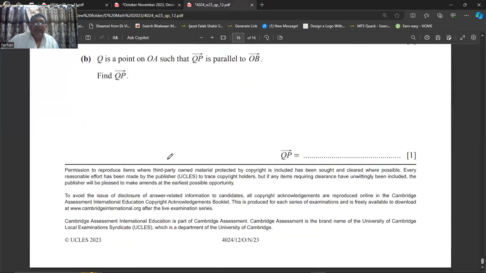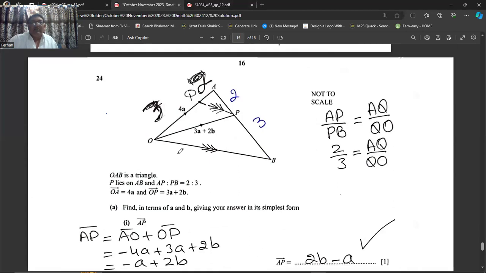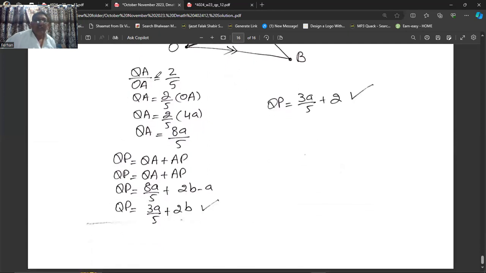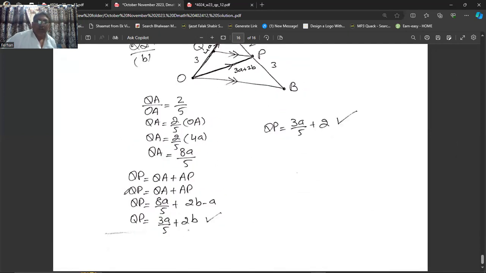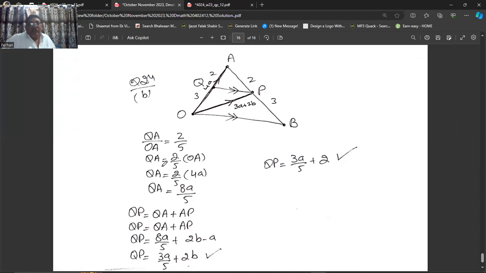That happens with similar triangles, you see. So AP divided by PB will be equal to AQ divided by QO, because this triangle and this big triangle are similar to each other. So AP is 2 and PB is 3. So that will be equal to AQ by QO. So the ratio between AQ and QO is also 2:3. So it is a very tricky question. So let me show you. Okay. So now QA by OA is 2/5.